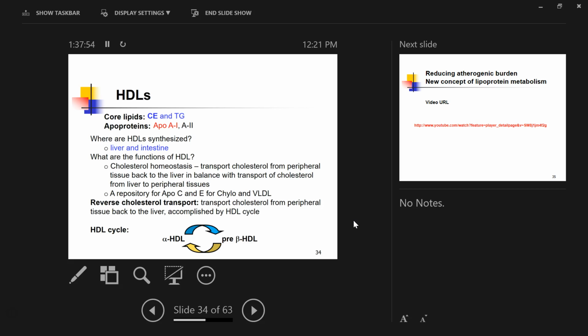The HDL cycle is basically a conversion back and forth between alpha HDL and beta HDL. In our body, there are two different types of HDL present, alpha HDL and beta HDL, and these two types can be converted. It's a dynamic process, and these two types of HDL have different functions.